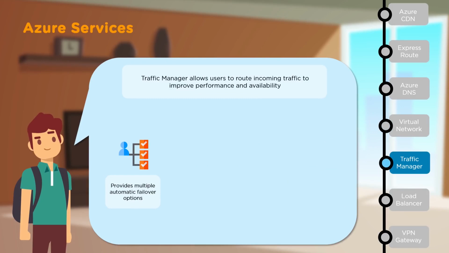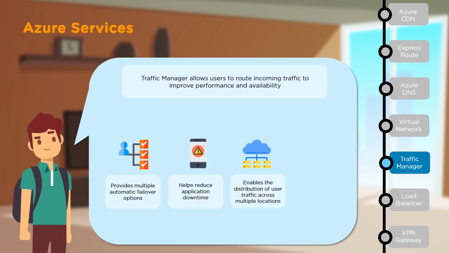Next, we have Traffic Manager. Now with Traffic Manager, you can route incoming traffic to improve your performance and availability. Now one thing it provides is multiple failover options. So if a particular situation goes wrong, there's always an option to consider to salvage the situation. It helps reduce application runtime and enables the distribution of user traffic across multiple locations. It also helps the people who are using it to know where the customers are connecting from across the world.